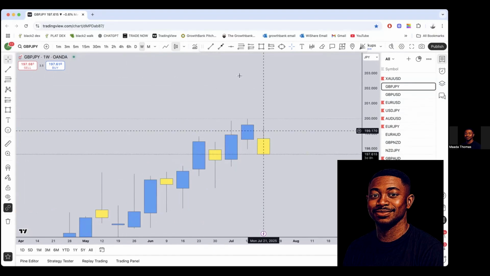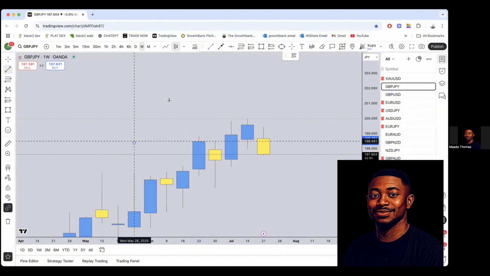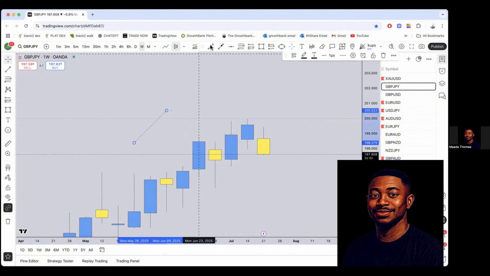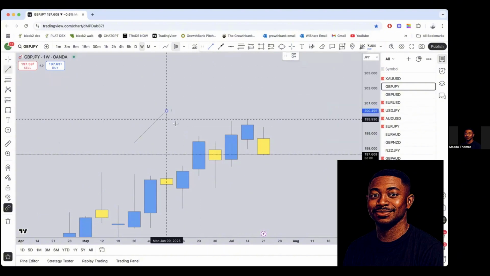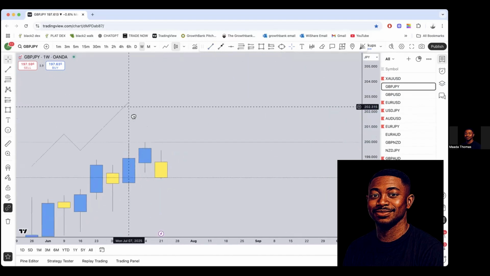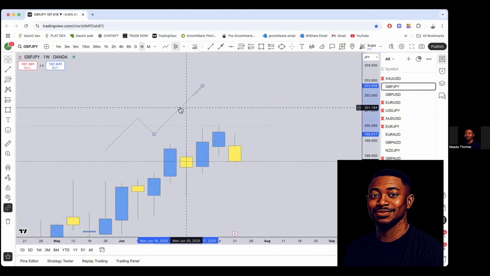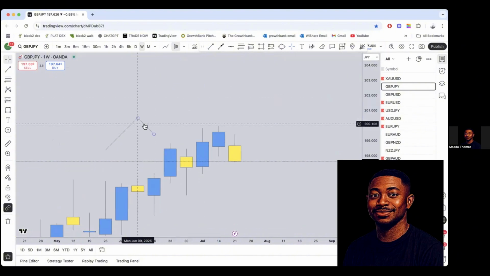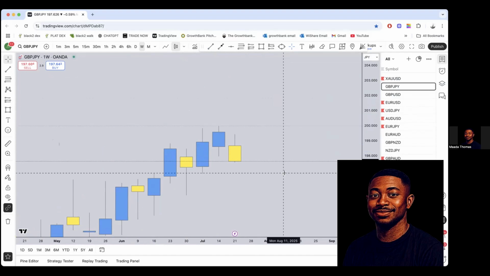Okay. So again, market structure goes in three patterns: impulse, correction, continuation. Okay. Most people are familiar with that, but let me show you exactly how to recognize that on every time frame. Okay. So we're going to start with GBP JPY.